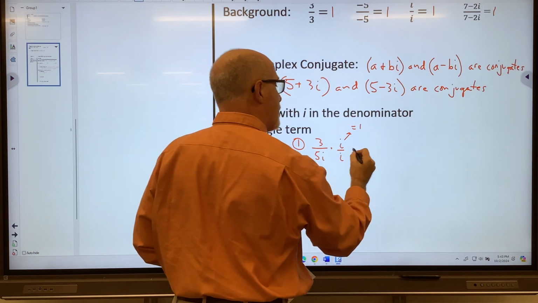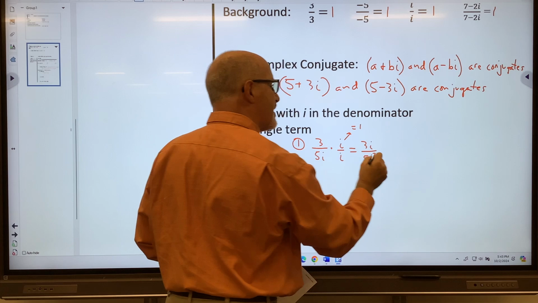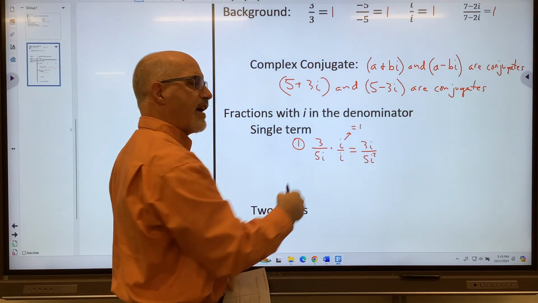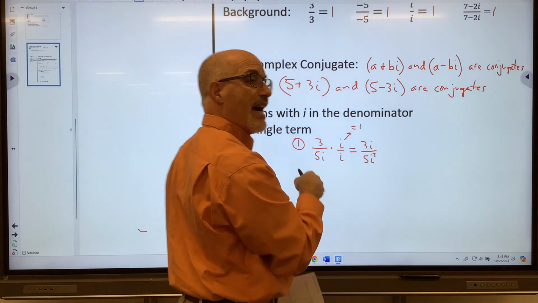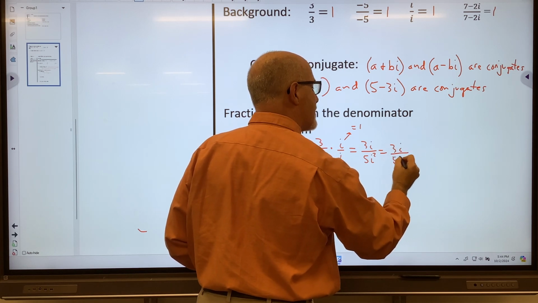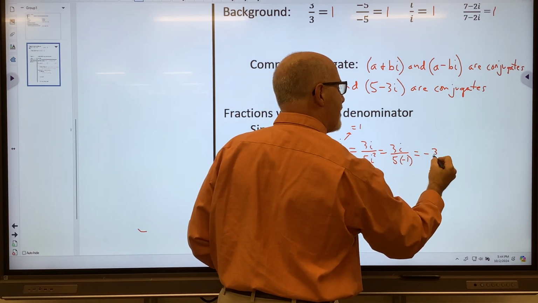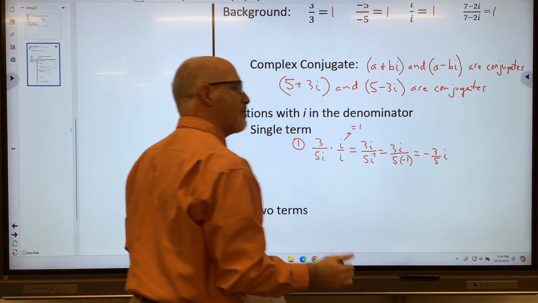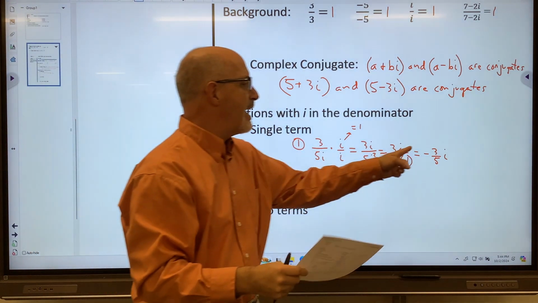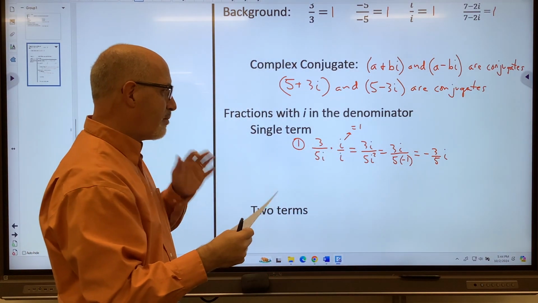So when I multiply, I get 3i over 5i squared, which has the same value as our original 3 over 5i, because all I've done is introduce a factor of 1. But now that i squared is something we can simplify. That becomes a -1. And now, because of that -1, I can make this -3/5 i as my final answer, where the i is no longer in the denominator. The 3 over 5i and -3/5 i are exactly the same number, just in a different form. Let's do one more.